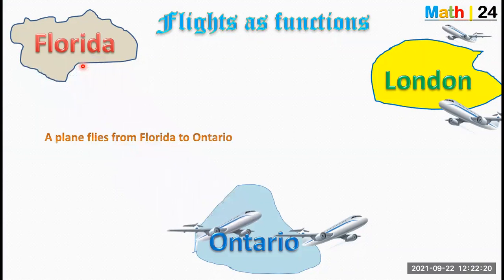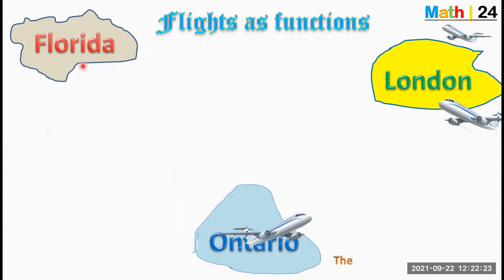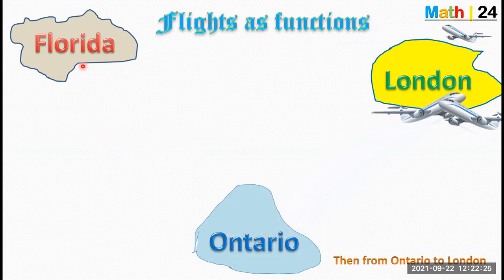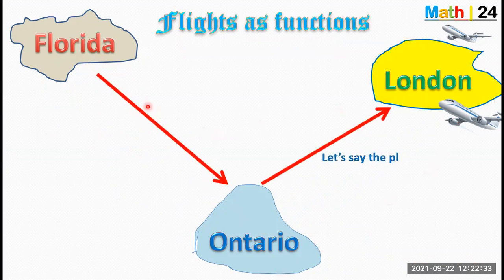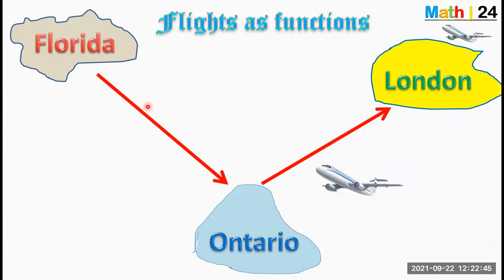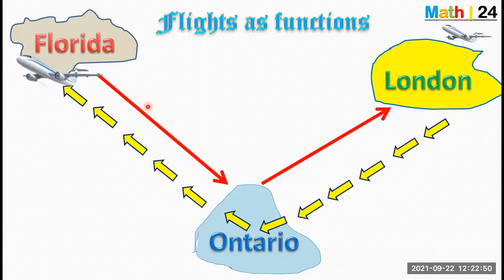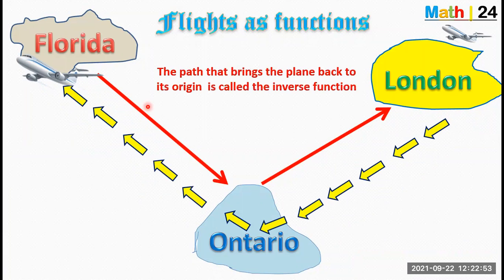All right, so let's take an example of a plane that flies from Florida to Ontario, and from Ontario to London. Let this route be the function g. Let's say the plane has to return, but must use the same route. The path is going to be reversed. You can see the plane flying back to Florida from London, and this is the path that the function traces. The path that brings the plane back to the origin is called the inverse function.